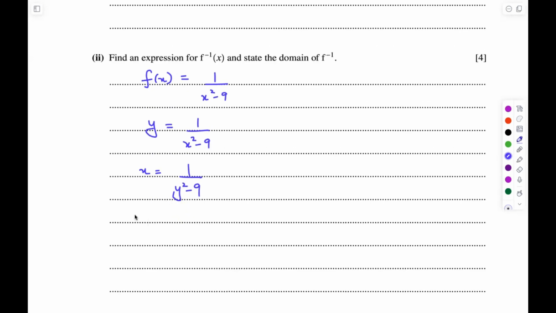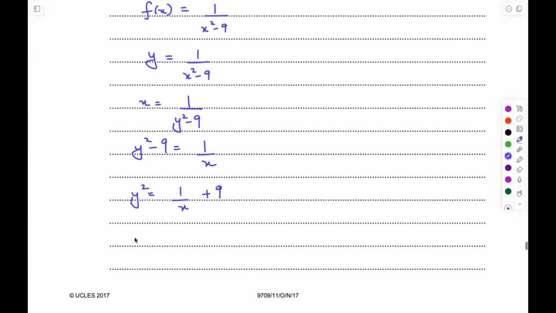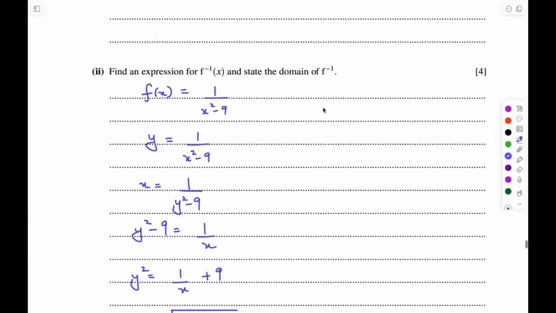Making y the subject, we'll cross multiply. So we'll get y squared minus 9 is equals to 1 upon x. Taking 9 on the other side, this will become y squared is equals to 1 upon x plus 9. Finally, taking the square root, we'll get y equals to square root of 1 upon x plus 9. So the expression for f inverse of x will be equals to square root of 1 upon x plus 9.